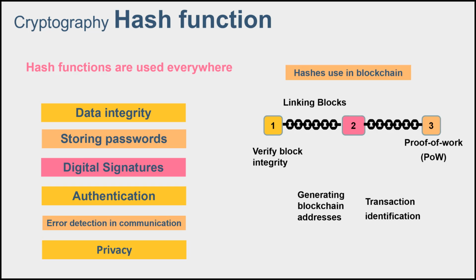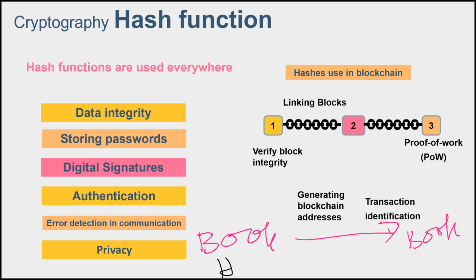Okay, so as I mentioned at the beginning, hash functions are used everywhere. They are used in data integrity, and they can also provide a measure of authentication. For example, if I gave you a book, how do you know when I send it to you that this book is not changed? What I can do is run the hash function of this book, and also send you the hash value of the book along with the book.